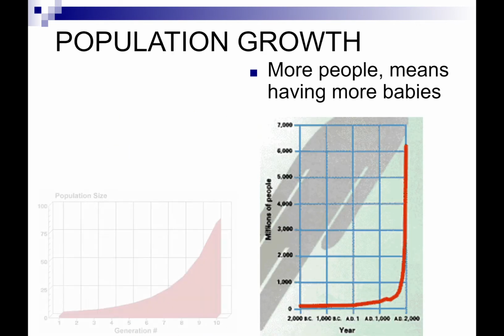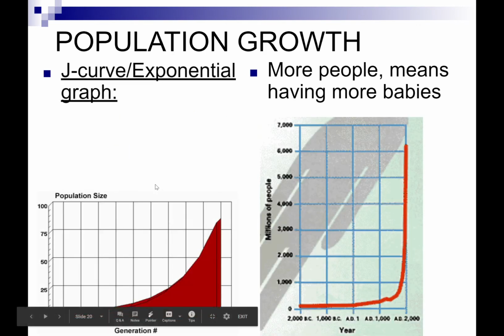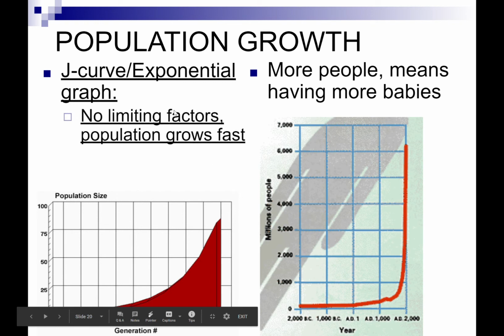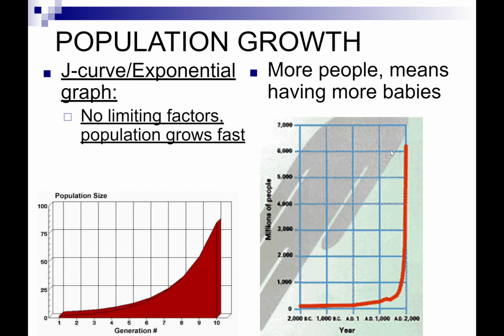Next. Population growth. This is called a J-curve or an exponential graph because it looks like the letter J. Exponential means it increases very fast. And you need to understand limiting factors means they don't have anything stopping them from getting bigger. So there's no limiting factors because the population is growing very fast.